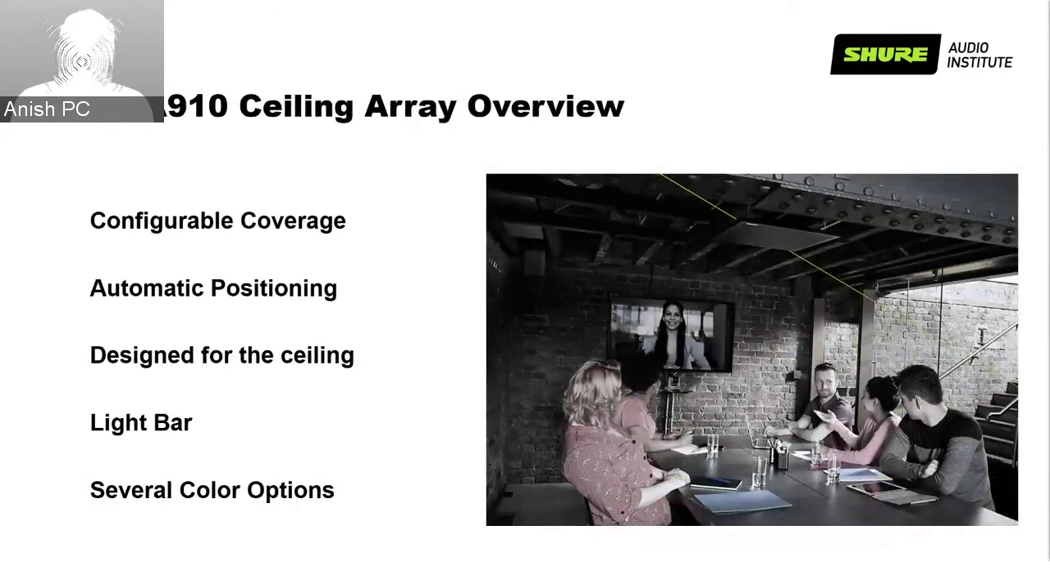Moving on to the MXA 910, which is the ceiling array microphone. It offers you steerable coverage and automatic positioning, and it is designed for the ceiling. It provides you with a configurable, multicolored LED light bar, which shows you the mute status of the microphone. It can also be disabled if no status indication is required. There are different color options available like black, white, and aluminum. The microphone is also paintable to match your corporate branding.